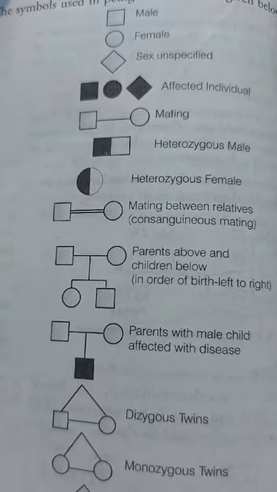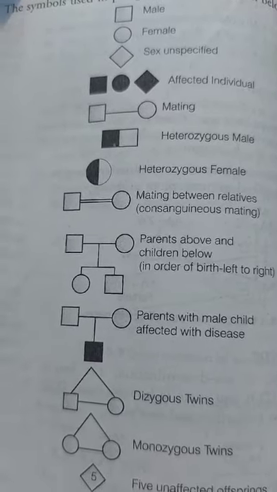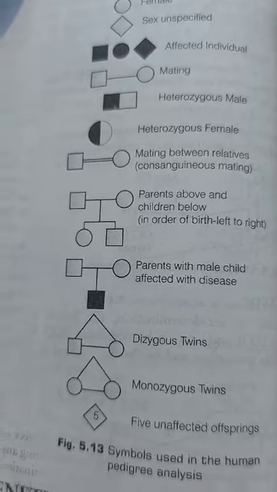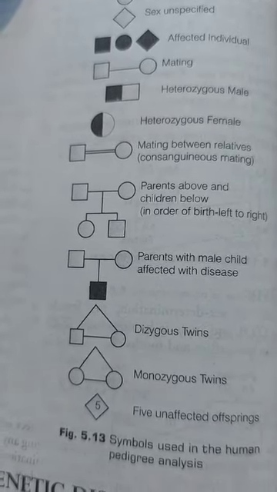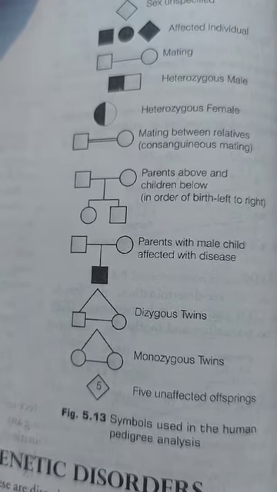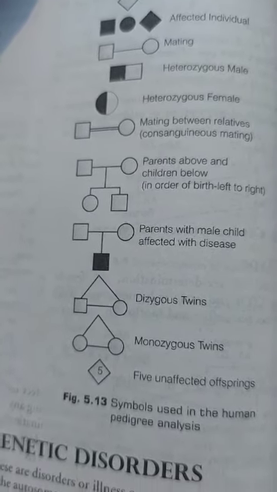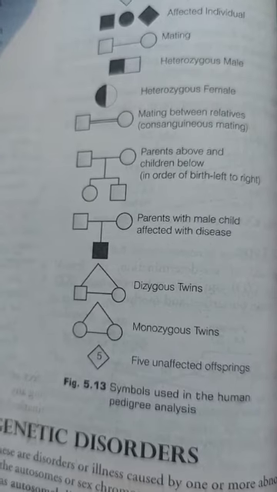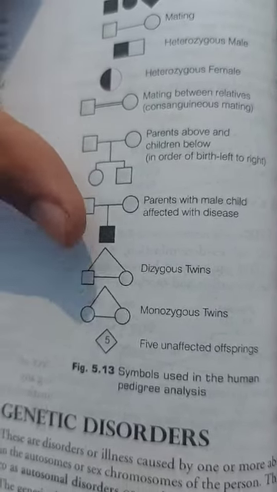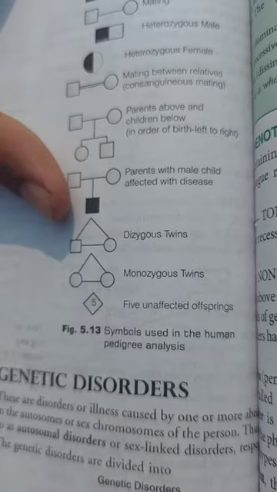Then heterozygous male is shown with the character. Heterozygous female will be a circle. Mating between relatives, if mating occurs between relatives, is shown with this diagram. Parents are above and children below, in order of birth from left to right. If a child is affected by a disease, it will be shown in bold. Then dizygous twins and monozygous twins.